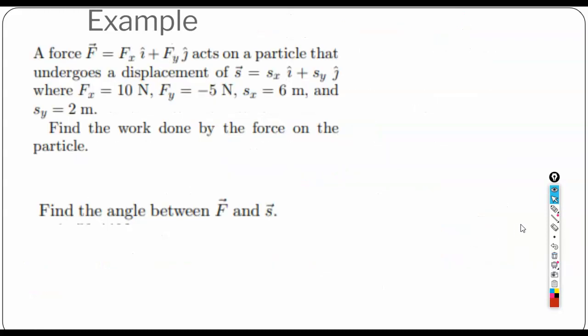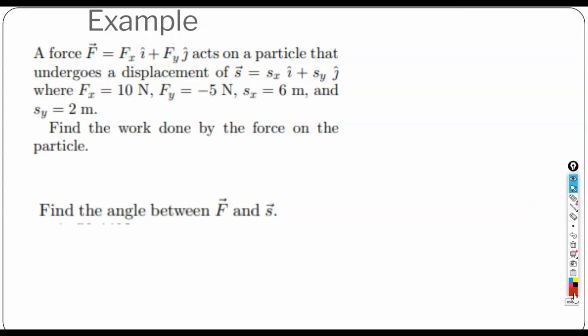Okay, and then one final question. This one is actually from your Quest homework. So if you want to pull your Quest homework up, that might be helpful for you. But this question says a force F, given by F equals Fx i hat plus Fy j hat, acts on a particle that undergoes a displacement of S. See, here they use S for displacement. They're not really consistent, it seems.